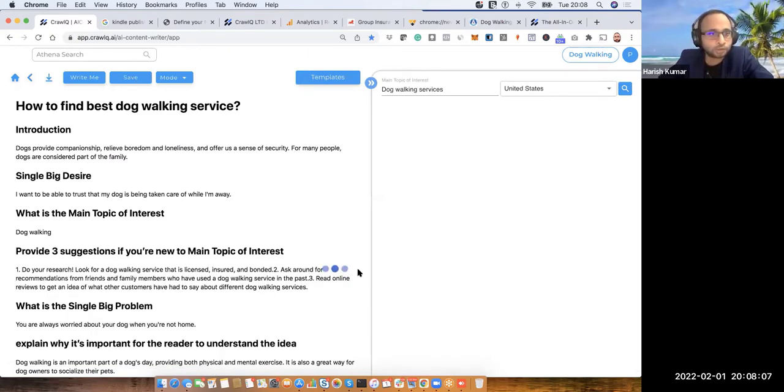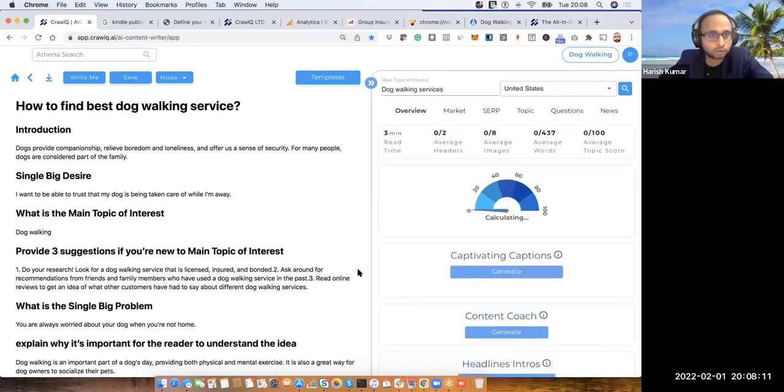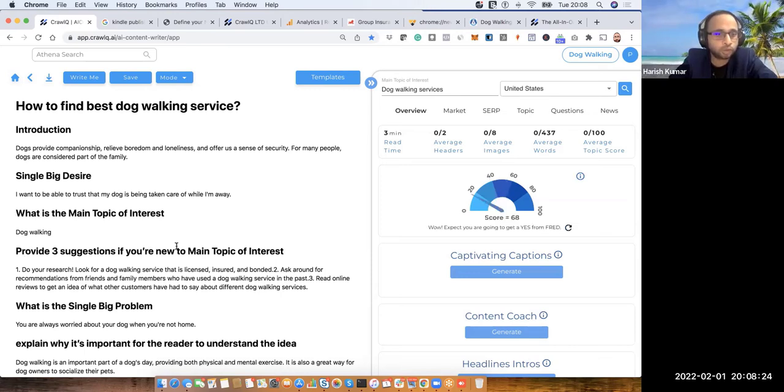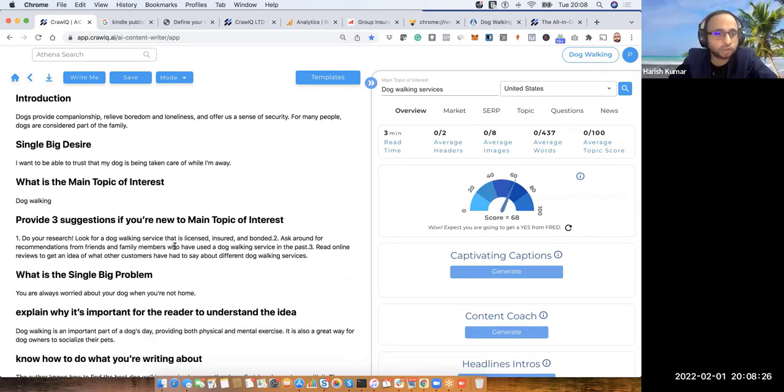Introduction. Dog provides companionship, relieve boredom and loneliness, and offer a sense of security. For many people, dogs are considered part of the family. Desire. So you see this bold item, single big desire. What is the main topic of interest? Provide 3 suggestions if you are new to the main topic of interest. Now, this is generic structure, generic language that you can talk to Athena in this language.